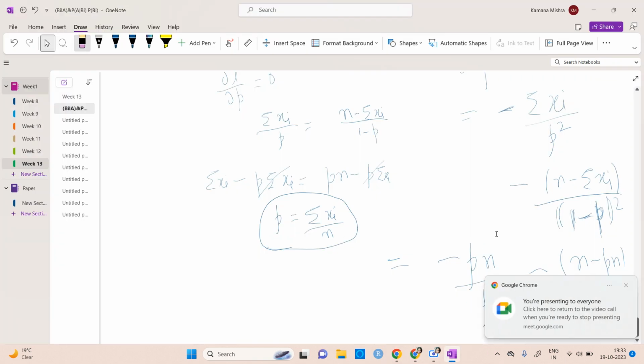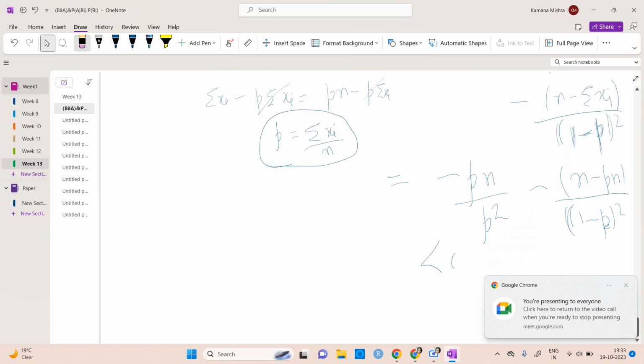Yeah. So that would be less than 0. So now del 12 del theta is less than 0. So now we know that this is MLE, right?